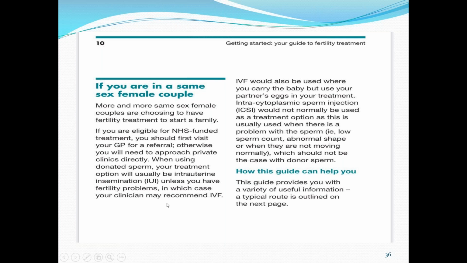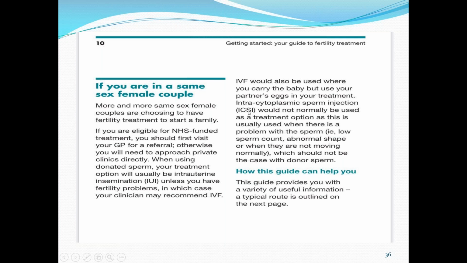Remember that if a couple is in the same-sex relationship, their option will be intrauterine insemination. Sometimes the patient may say that both partners need to be linked to the child, and if that is the case, they will be counseled about IVF using egg donation from one partner, while the other partner will be the birthing mother. So both of them will have a link to that child, and this needs to be in a licensed fertility clinic.